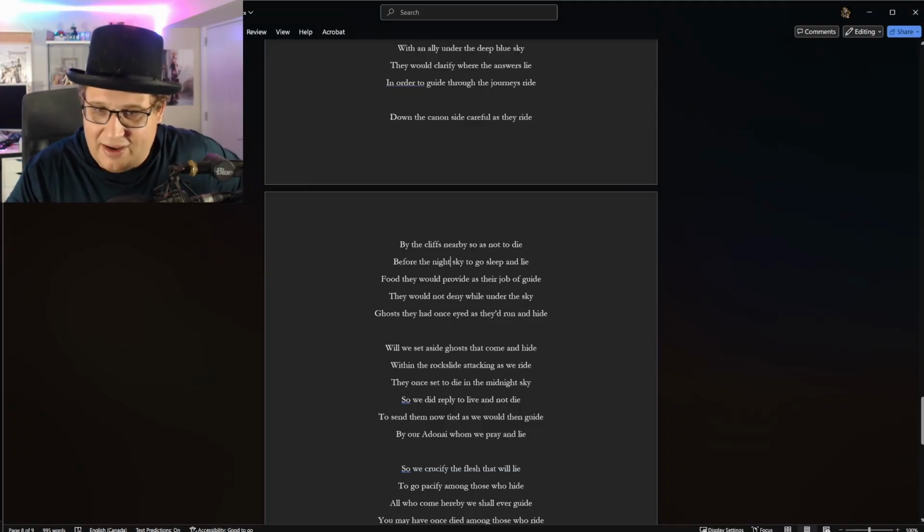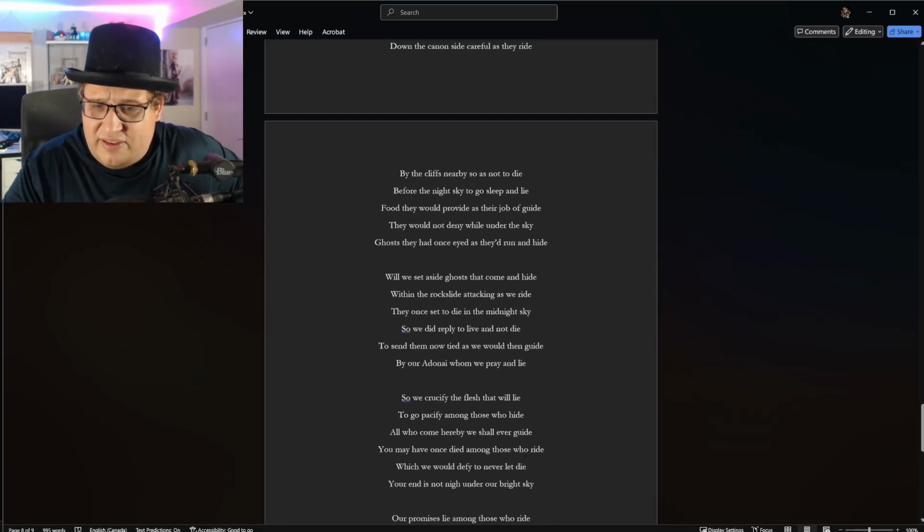Before the night sky to go sleep and lie. Food they would provide as their job of guide. They would not deny while under the sky. Ghosts they had once eyed as they'd run and hide. Will we set aside ghosts that come and hide within the rock slide, attacking as we ride? They once set to die in the midnight sky.